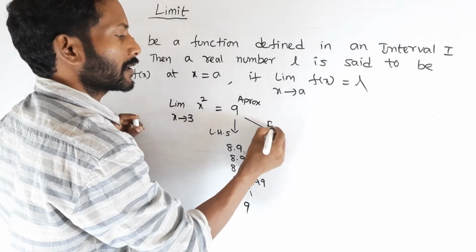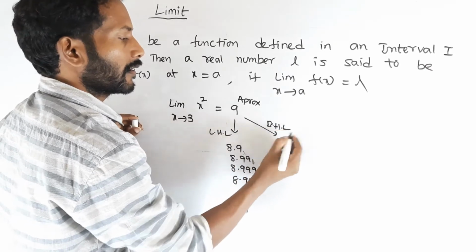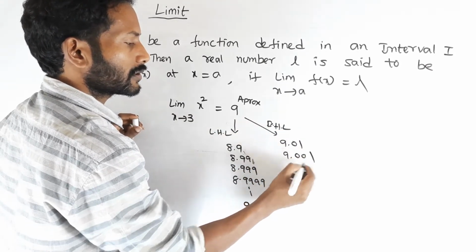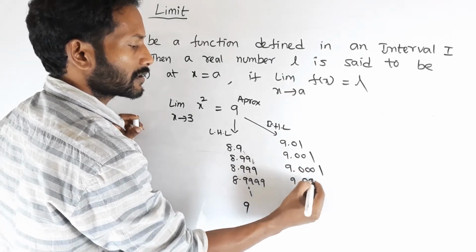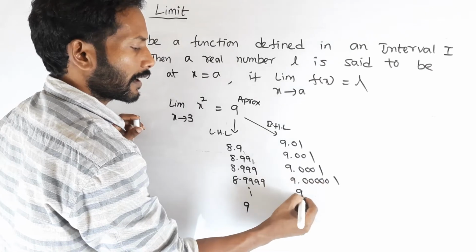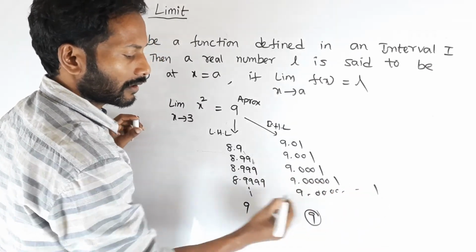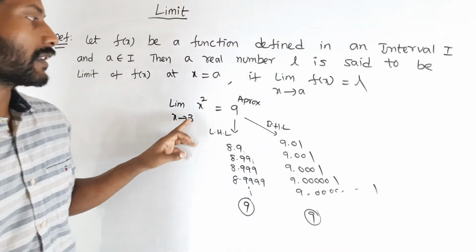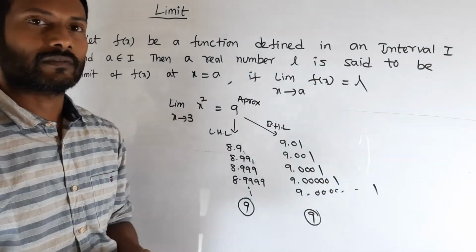Right hand side limit: 9.01, 9.001, 9.0001, 9.00001 and so on. This approaches 9. Okay, limit x tends to 3 of x square, so this is approximately equal to 9.